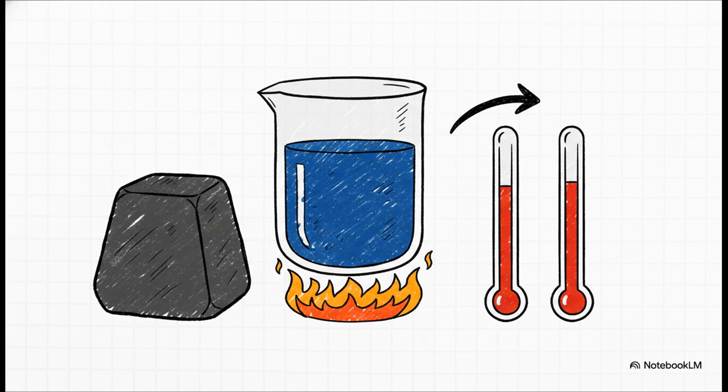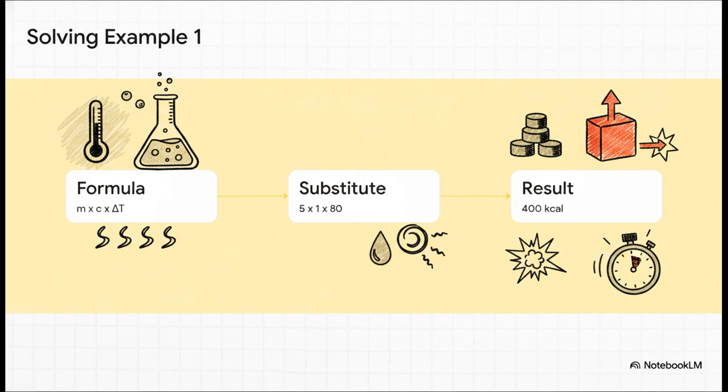Our mass, m, is 5 kilograms. The specific heat capacity of water, C, is 1 kilocalorie per kilogram degrees Celsius. And our change in temperature, our delta T, is 100 minus 20, which gives us 80 degrees Celsius. Now we systematically apply our method. Step 1. Write down the foundational formula. Energy equals m multiplied by C multiplied by delta T.